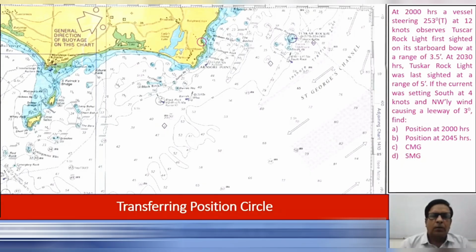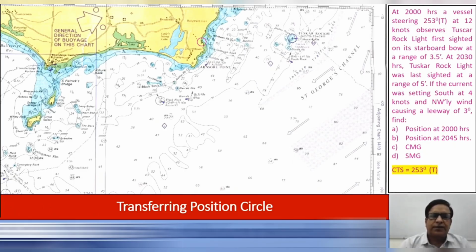So if we want to use running fix in this, we can run up the 2000 hour position circle to 2030 and we can get the positions and the required information. Now in this case, since we have to allow for both wind and current, as we already know, we first need to allow for wind followed by current. Allowance for wind can be made on the answer sheet.